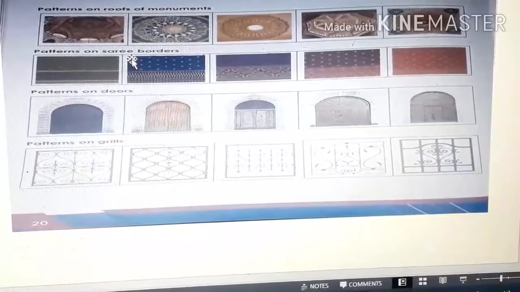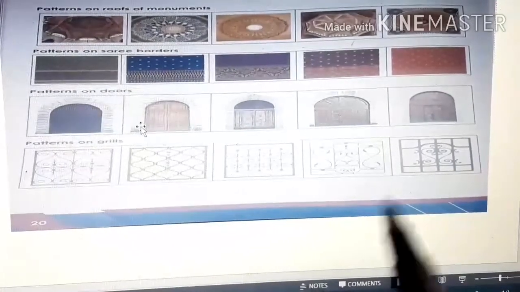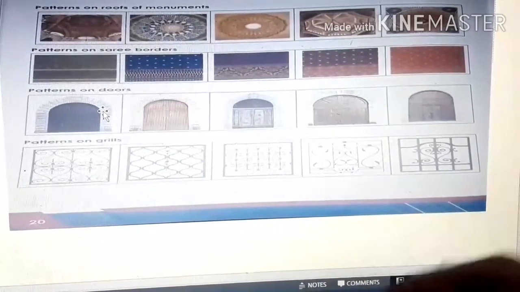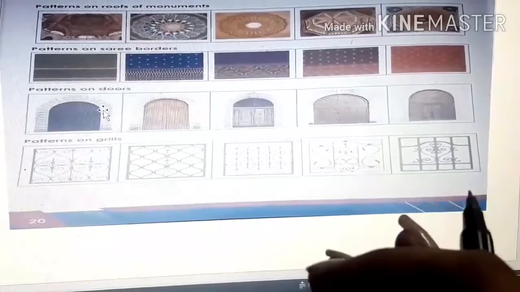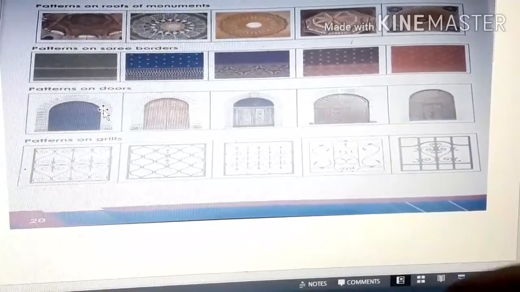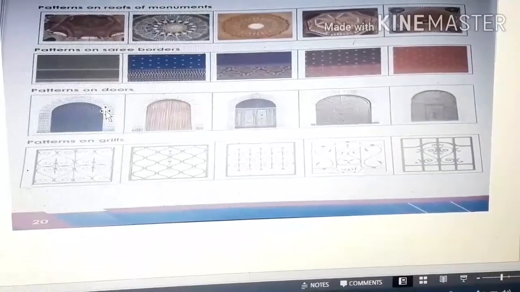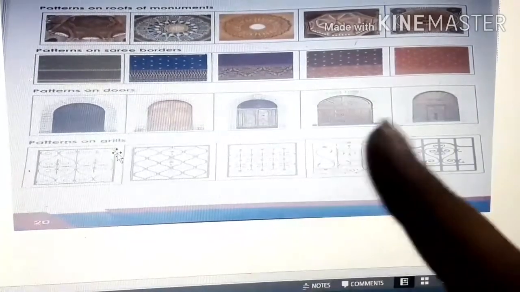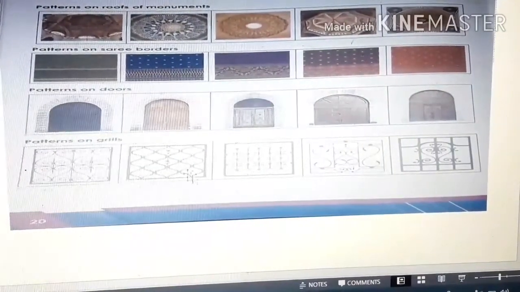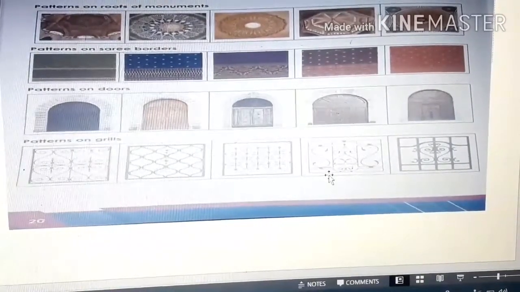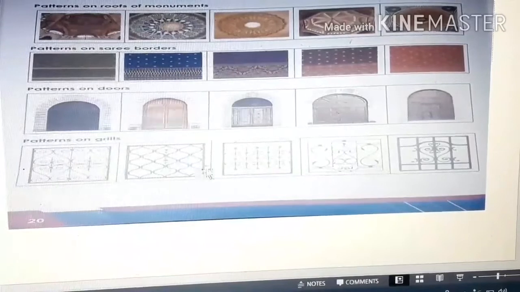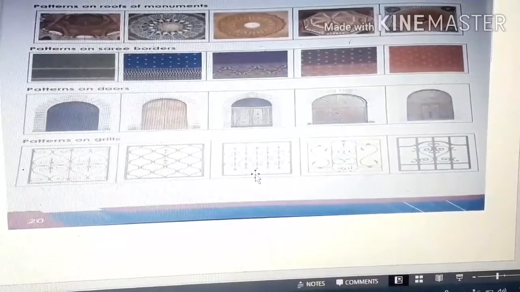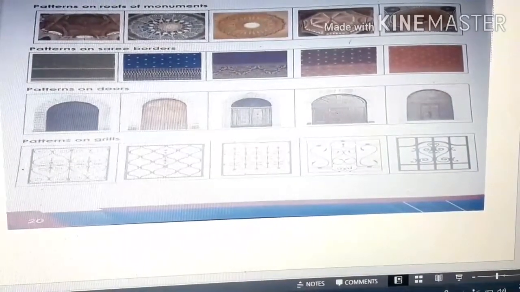Okay. Next comes patterns on doors. If you see your door, children, one sort of basic design is repeating on your door. So even doors have patterns. Next comes patterns on grills. You just see the grill of your window or of your main door. You will see this sort of pattern which is repeating, right? So these are the patterns you can also see in your surroundings. Am I clear? Let's move to page number 21, children.